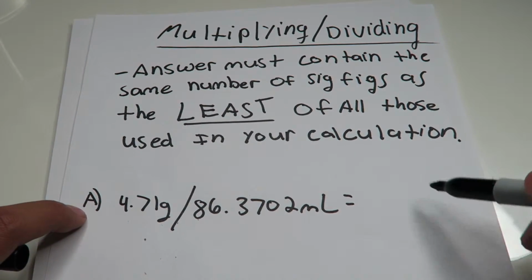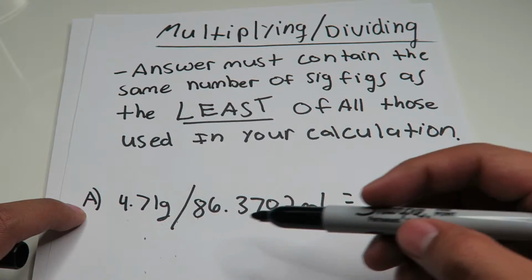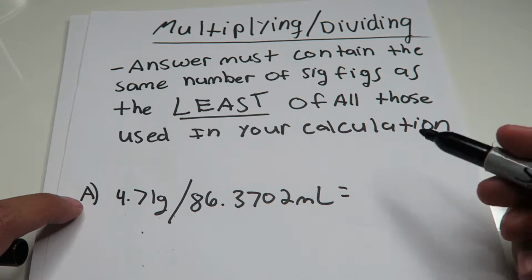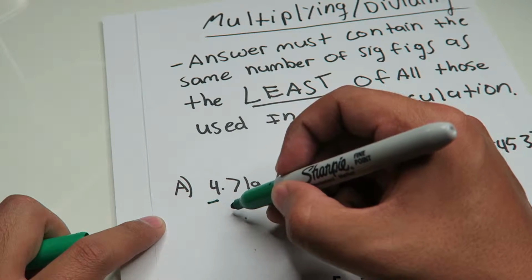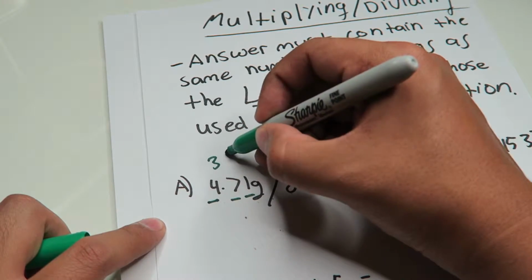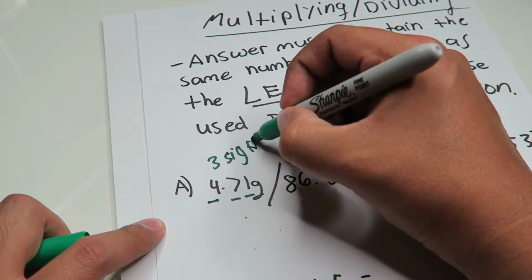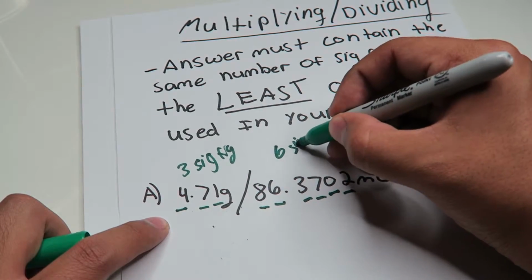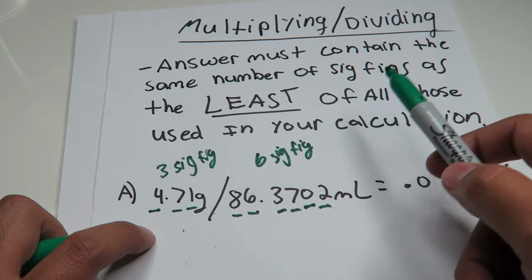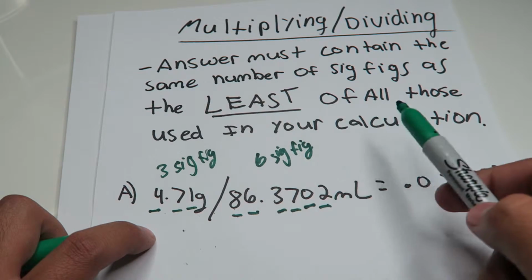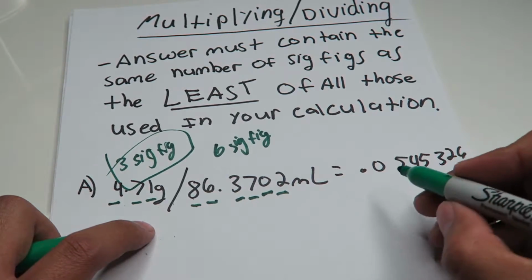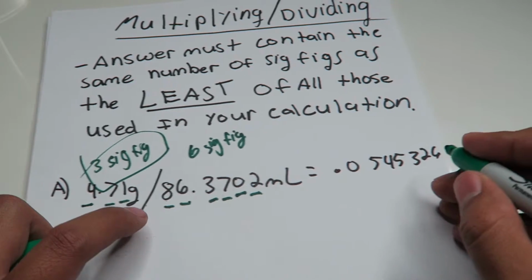So let's look at the first one. Part A, we have 0.71 grams divided by 86.3702 milliliters. So the first number has two non-zeros, which means we have 2 sig figs, and the second has 6 significant figures. And we want to use the least amount of sig figs used in the calculation. So in this case it would be 2. So we want to round off our answer to the appropriate number of significant figures.